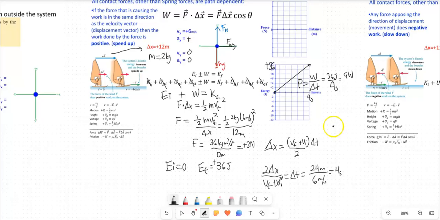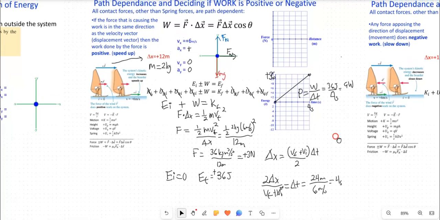Now let's go ahead and graph that force. Well, the force that it's experiencing across the 12 meters is what we determined is positive 3 newtons. So this is positive 3 newtons, and I'm just going to put it right up here. And it did that for a period of 12 meters.